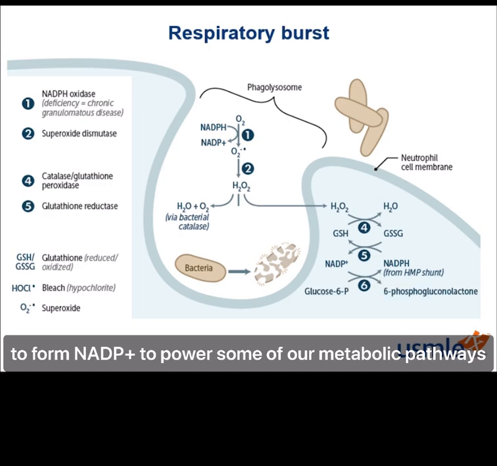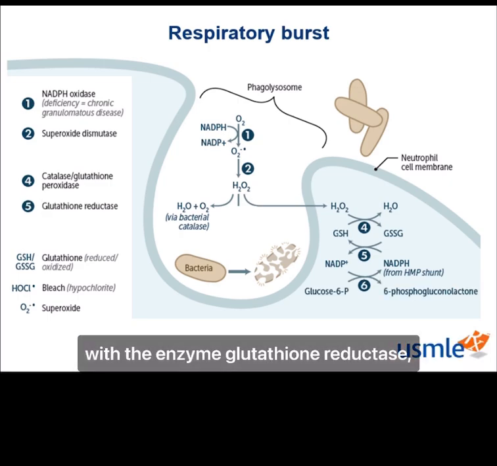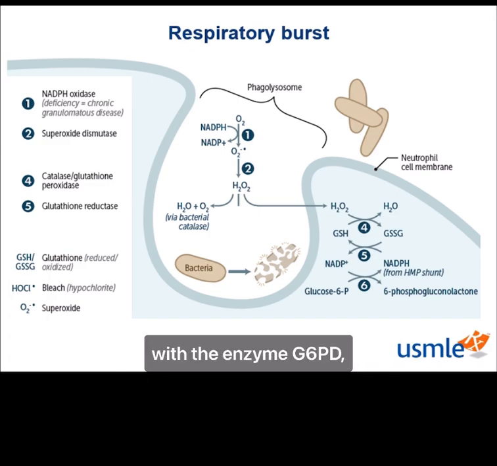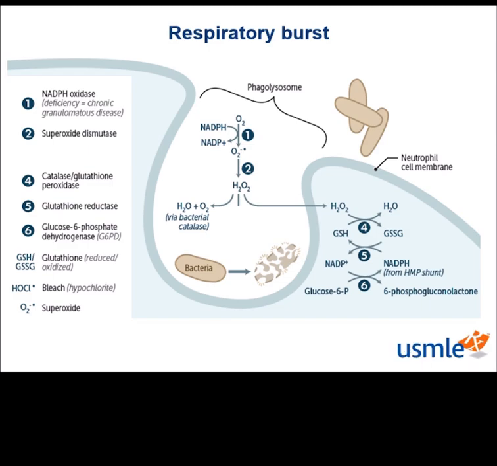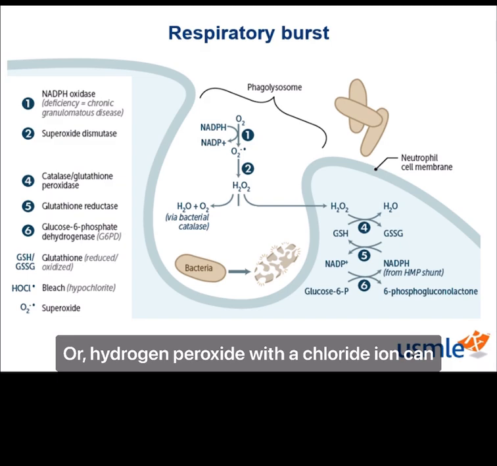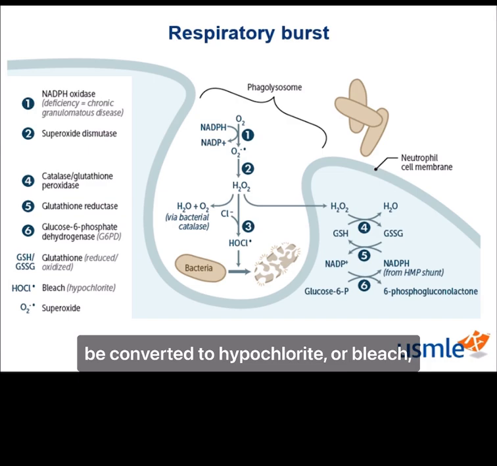of our metabolic pathways with the enzyme glutathione reductase, which can turn glucose 6-phosphate to 6-phosphogluconolactone with the enzyme G6PD, or glucose 6-phosphate dehydrogenase. Or hydrogen peroxide with a chloride ion can be converted to hypochlorite, or bleach, with the enzyme myeloperoxidase.